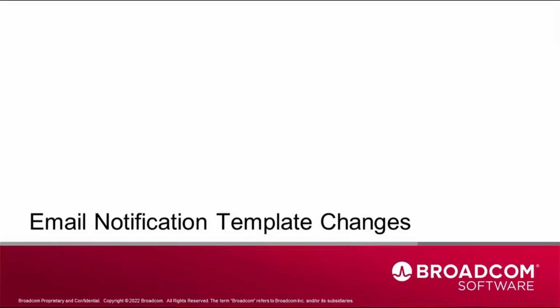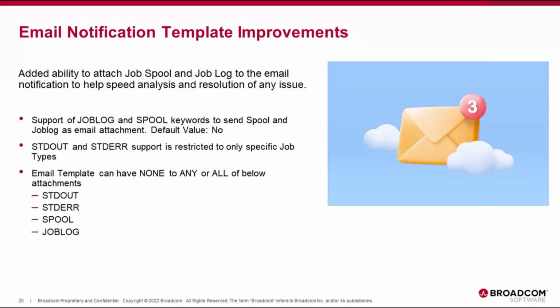And then our last enhancement is an update to the email notification template. So prior to this release, the email notification template was restricted to include just standard out and standard error. But not every job will have standard out and standard error files. In this release, we have extended the attachment support to include both spool and job log.